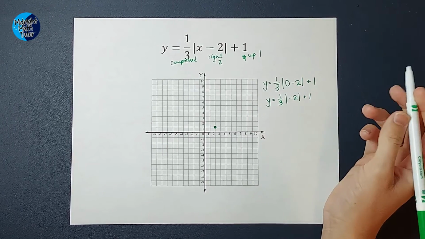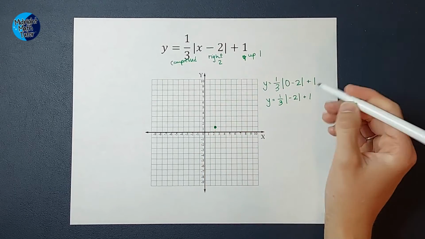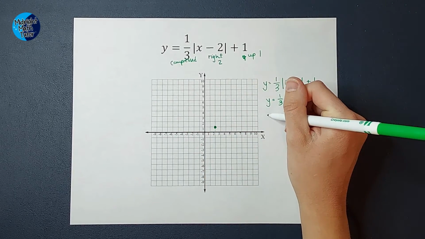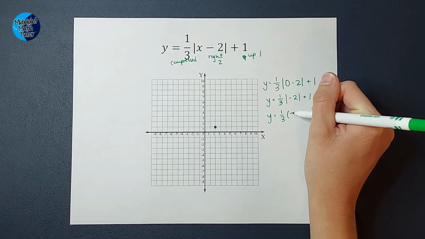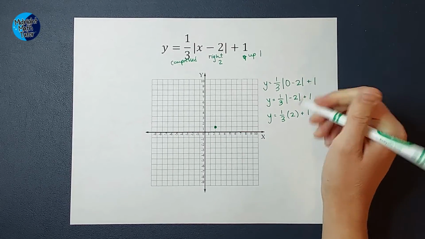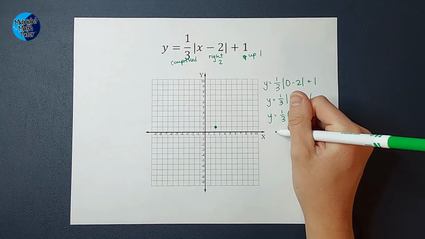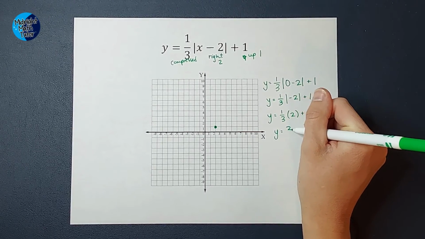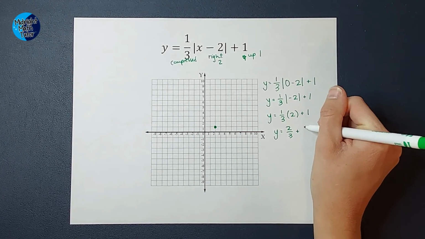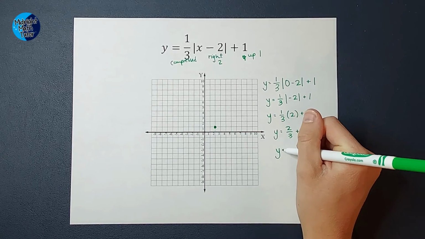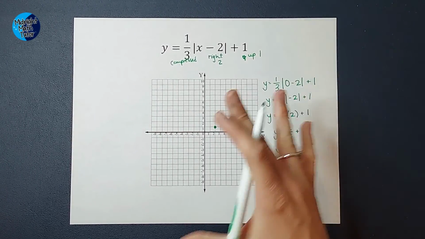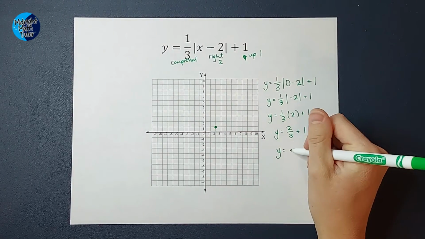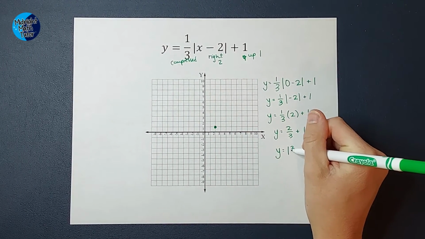Okay, if you need a review on absolute value, I'll link one in the corner, but I know that the absolute value of -2 is 2, right? Plus 1. 1/3 times 2 gives me 2/3 plus 1. And we could get our denominators the same, all that fun stuff. But once I did that and then turned it back into a mixed number, it would be 1 2/3, right?